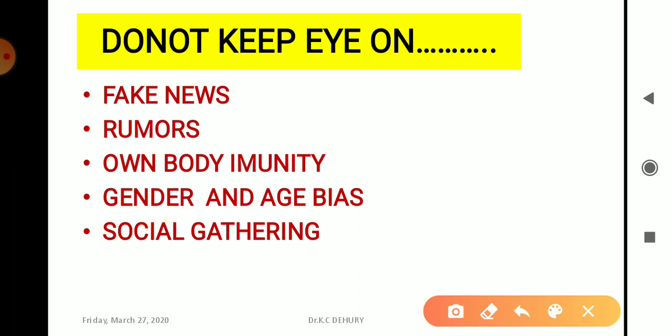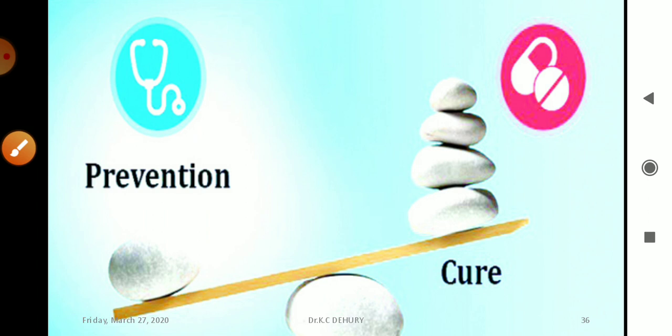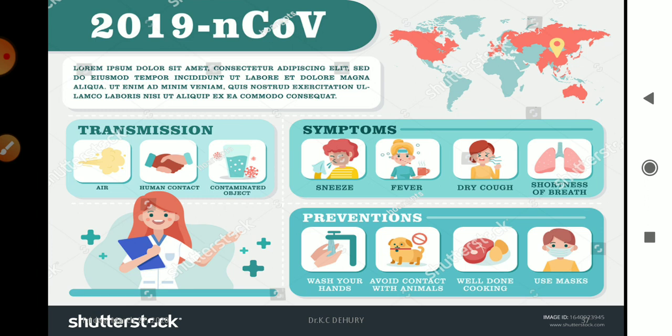So being a responsible veterinarian, I would say again, please don't believe in fake news, rumors, body immunity, gender and age bias, and social gatherings. Finally, prevention is better than cure, right? As there is no cure for this disease, no proper medicines, and no vaccine has yet evolved, prevention is the only option to fight this disease. Prevention is always many times better than the cure. So these are the facts about COVID-19.